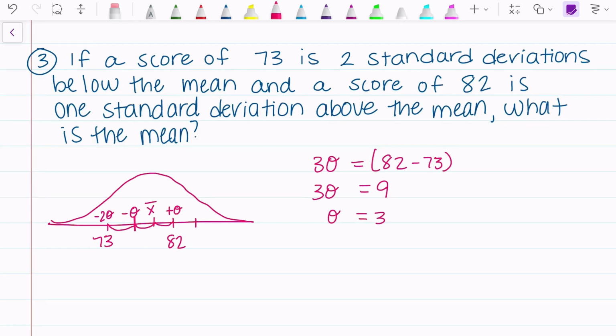Now once I have that number, I can just add it or subtract. I guess subtracting would be faster, wouldn't it? So I'll just subtract it from 82 and go to 79. Then you can check it and make sure that would work. This would be 76. And yes, those are all 3 away from each other. So my mean would have been 79. Some people use mu for the mean, but I just use X bar. Hope this helps.